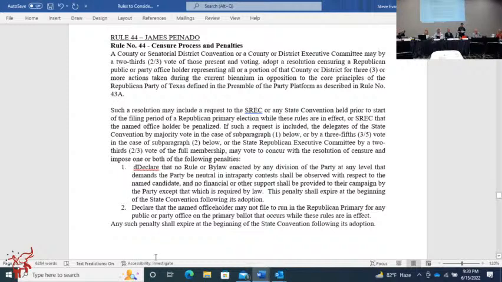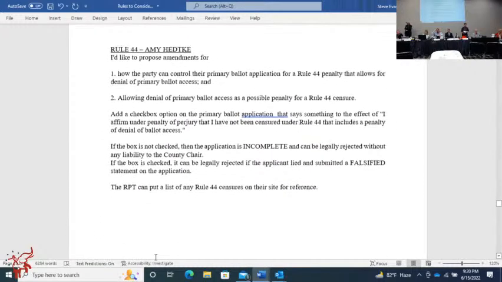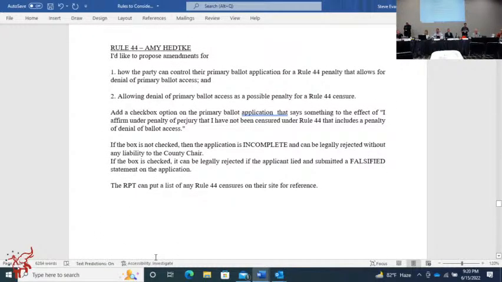Well, the problem is that this submission is out of order in accordance with the committee rules. The proper strike and add language is not there. It's not the right format. Thank you. Let's move down. Rule 44 submitted by Amy Hedke. Not the right format. You know that. I didn't read the rules.